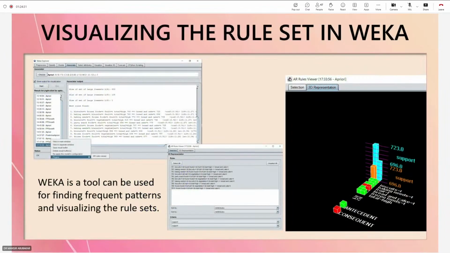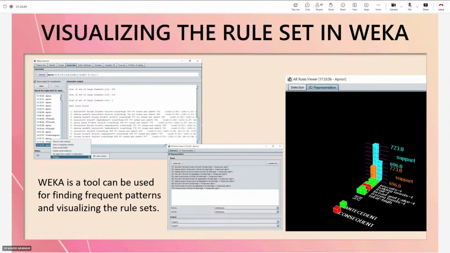So Weka, even though we are going to do the Weka exercise maybe next week. So of our week next week, we are going to have a test. So we can see how we can generate rules. Weka is a tool that can be used to find the frequent patterns and visualize the rule sets actually.